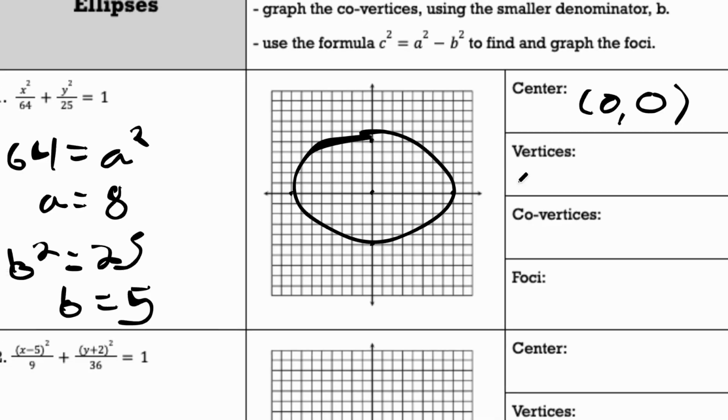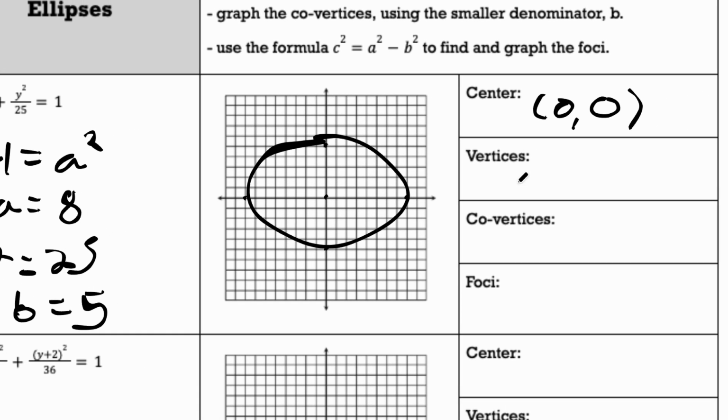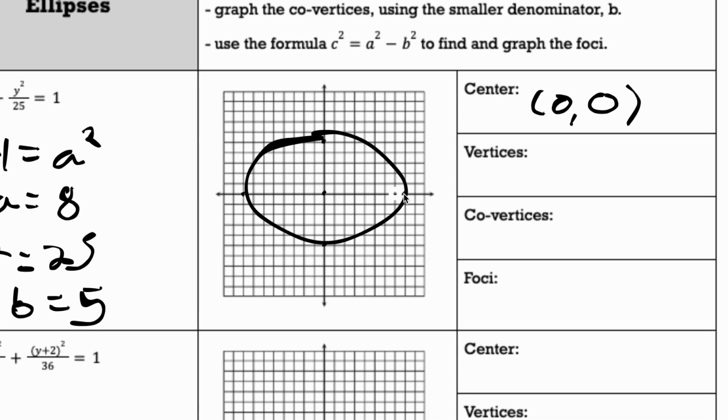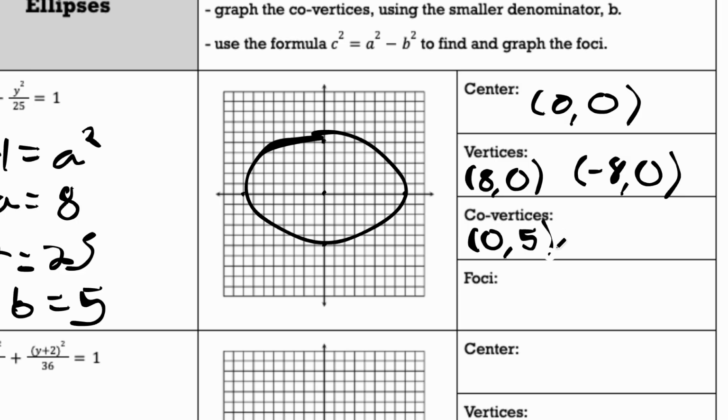It's alright. So what are our vertices? Our vertices are going to be along the major axis, which in this case is going horizontally. So it's saying what is this point, what is this point? That's going to be 8, 0. And it's also going to be negative 8, 0. Our co-vertices are going to be going up and down along our minor axis. So that's going to be 0, 5, and 0, negative 5.